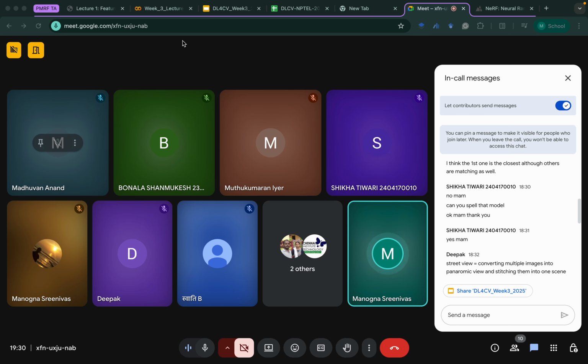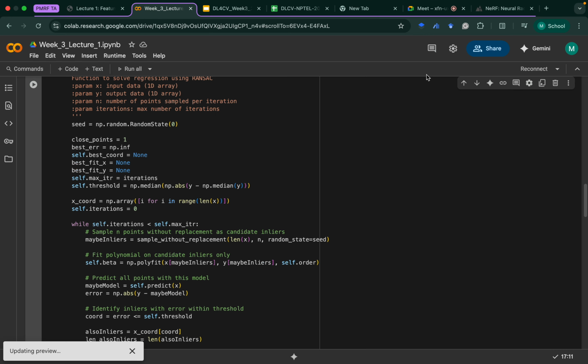I will go over the code for this RANSAC algorithm.